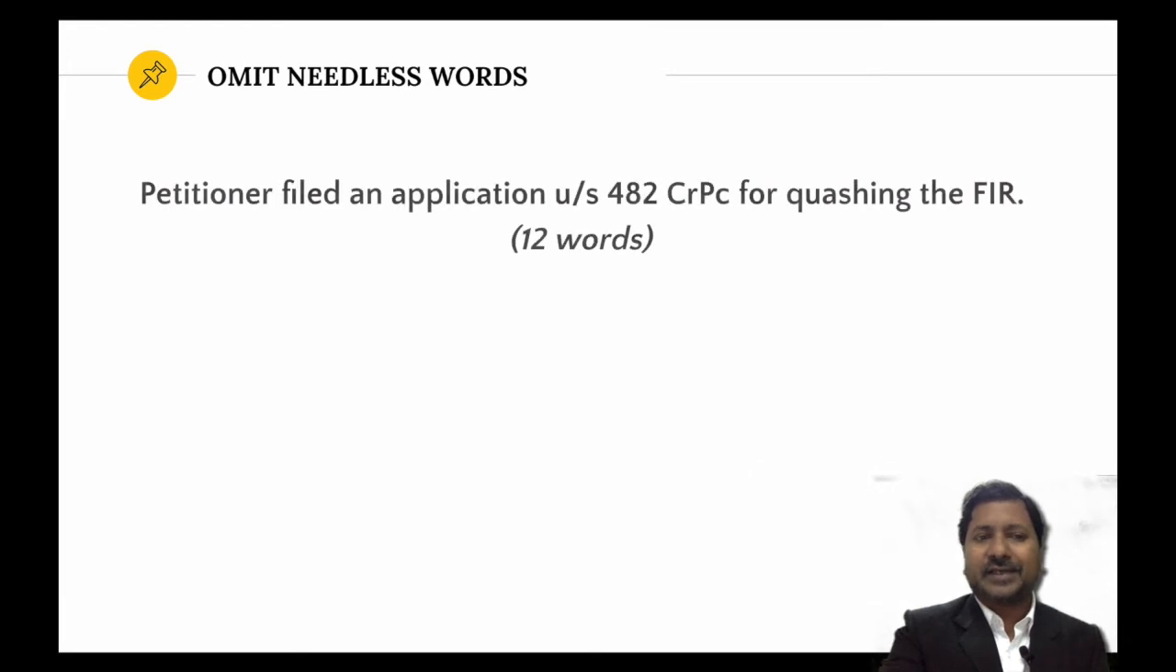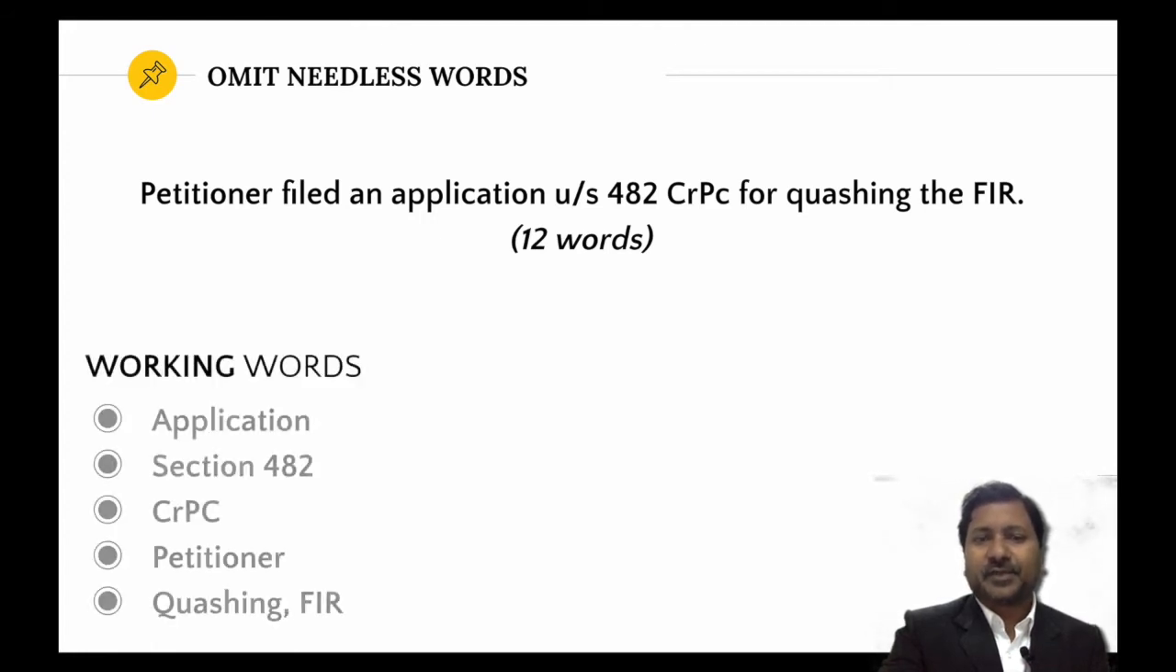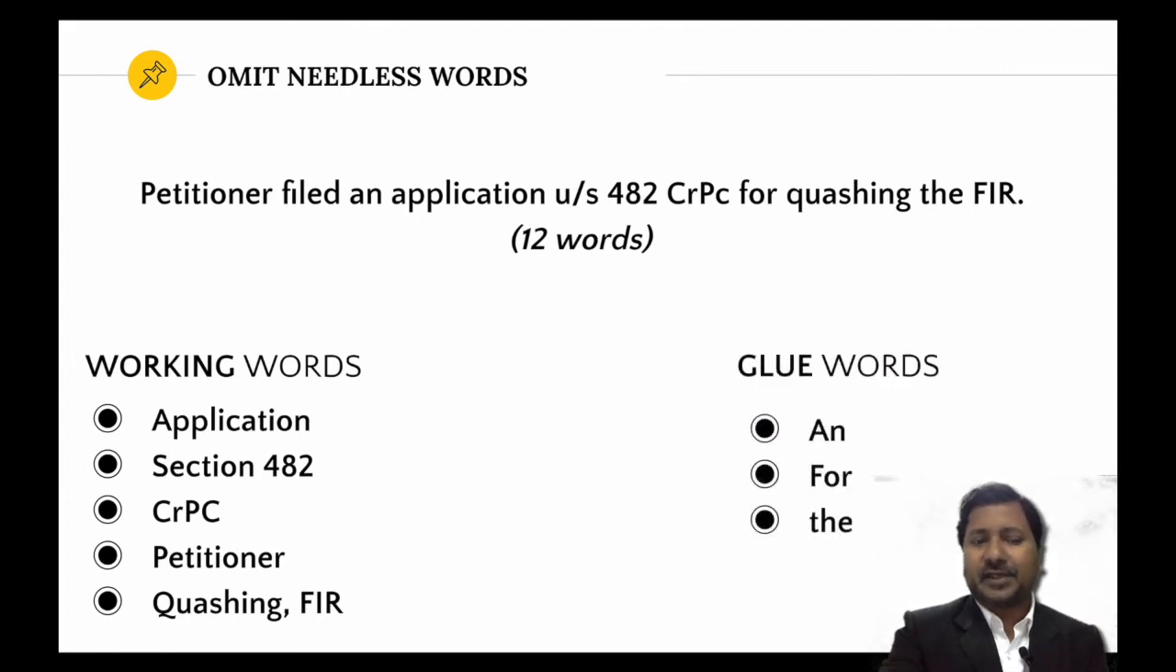Now let's revise this sentence by eliminating excessive words. Petitioner filed an application under section 482 CRPC for quashing the FIR. Now the revised sentence has only 12 words. In this, the working words include application, section 482, CRPC, petitioner, quashing, FIR. We have retained all the working words, but we have reduced the glue words from 6 to 3.